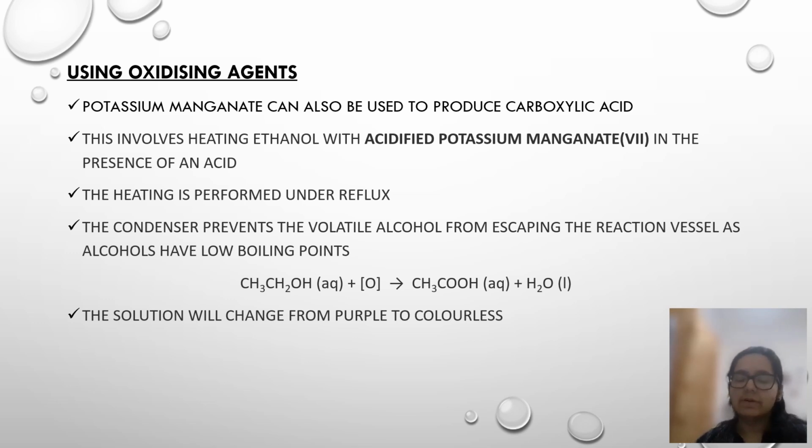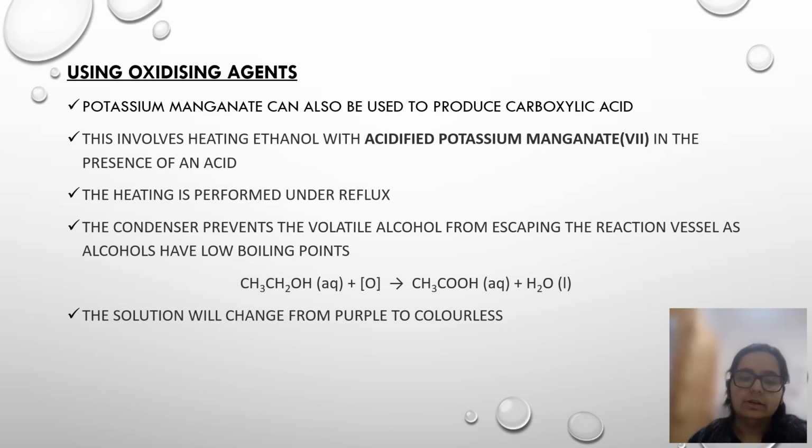The heating is performed under reflux, and the point of reflux here is the condensation of vapors, and that vapor is then brought back into the reaction system. So that is the meaning of the word reflux. The condenser prevents the volatile alcohol from escaping the reaction vessel, as alcohols have a low boiling point. So the condenser will again condense the vapor of alcohol and bring it back into the reaction system.